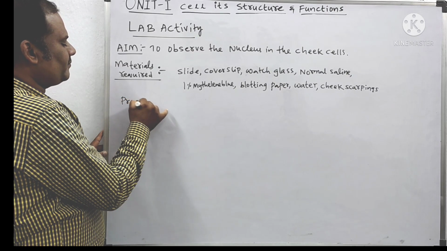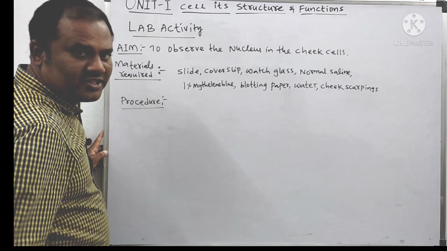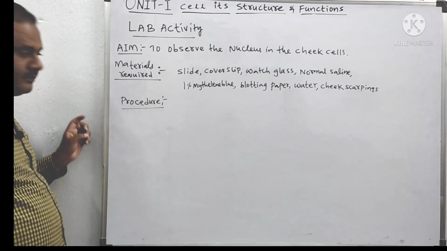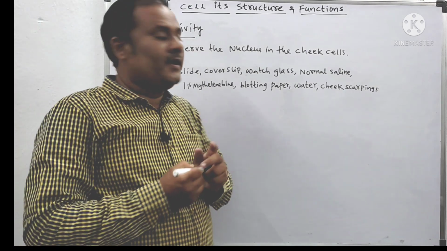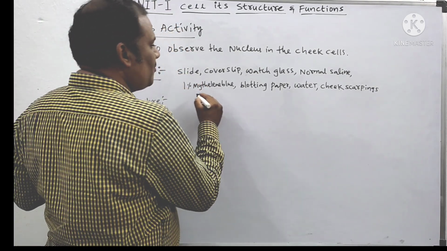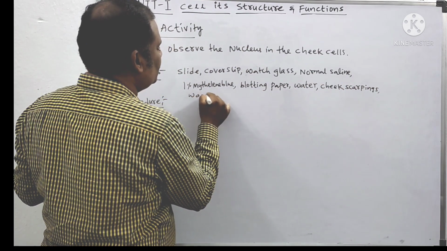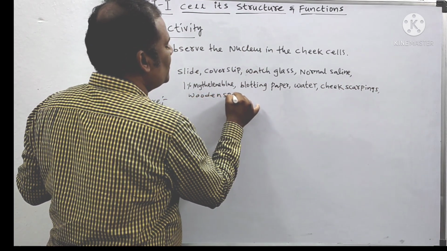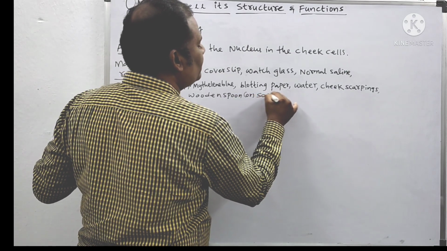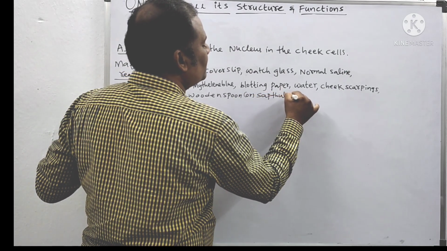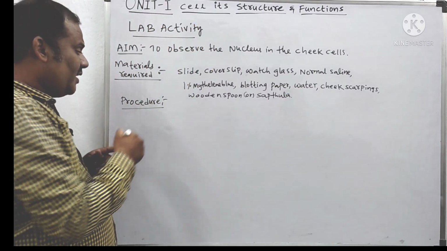Now the procedure. How do we have to do this activity? That is the procedure. Moreover, in the materials, one more thing, that is a wooden spoon, or it is also called a spatula, nothing but an ice cream spoon.